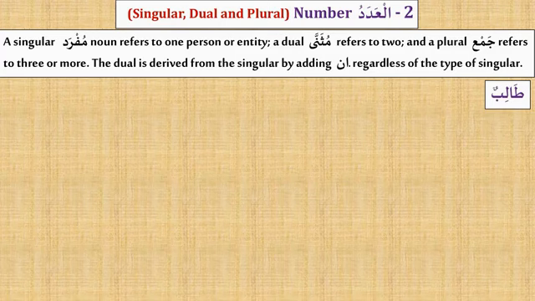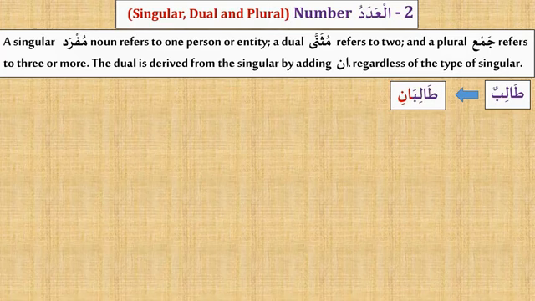Example, talibun, a student, one student. By adding alif and noon, it becomes talibani, two students. It's a dual. Talibun is singular and talibani is dual. Remember, we need to eliminate tanween at the end of the word when we add alif and noon. No more tanween is written at the end of the word. Talibun, tanween is removed. It becomes talibani if we add alif and noon.